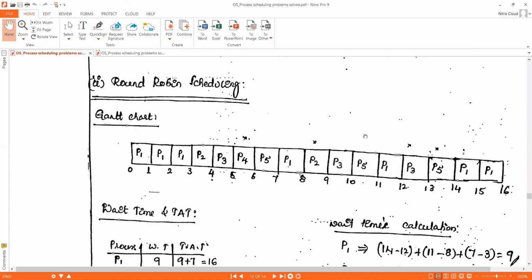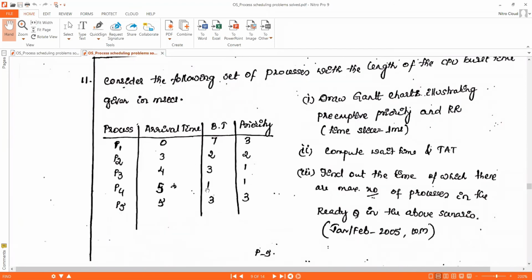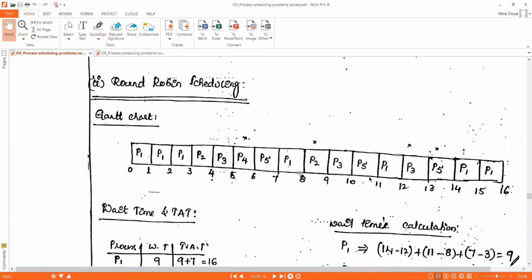Next, CPU will be allocated to process 5. What is the burst time of process 4? It is only 1 millisecond, so process 4 has already exited from execution. CPU will be allocated to process 5, and 1 millisecond will be executed by the CPU. Next, again CPU will be allocated to process 1. How many milliseconds remain for process 1's execution? That is 2 milliseconds. Next, CPU will be allocated to process 3.